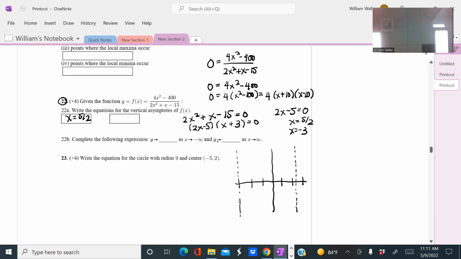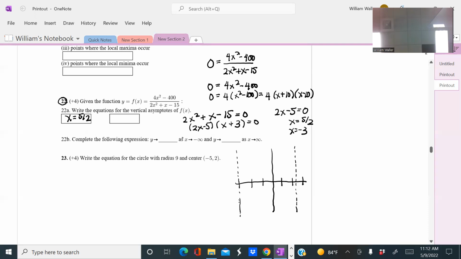This second part is asking us what's going to happen. Read this very carefully. It's asking us what's going to happen to this graph, this curve, as x gets really large or as x gets really small. So over here on the far left and over here on the far right, what's happening to the graph? What that question is asking you for is not vertical asymptote, but horizontal asymptote. You remember how to find the horizontal asymptote?